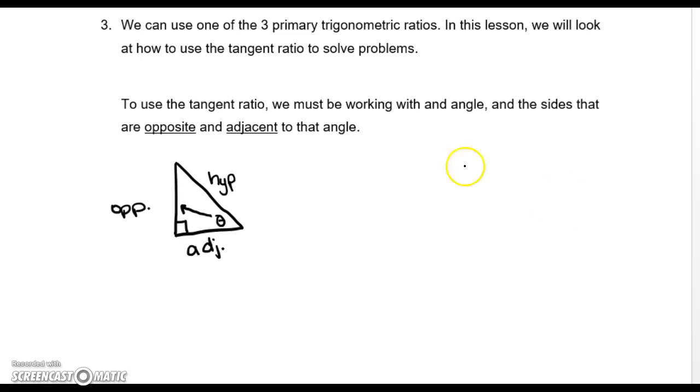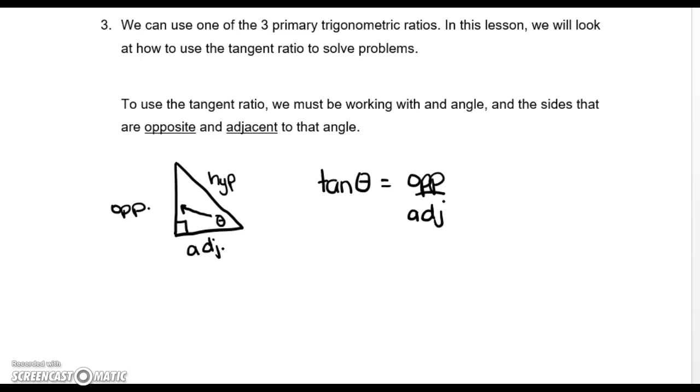Getting back to the tangent ratio, we say tan of an angle, so tan of theta, is equal to your opposite over your adjacent side. This is the length of your opposite divided by the length of your adjacent. So you must be working with an angle, the opposite side, and the adjacent. One of those three will be an unknown, and you should have the other two values.